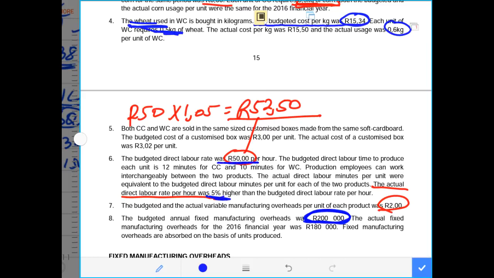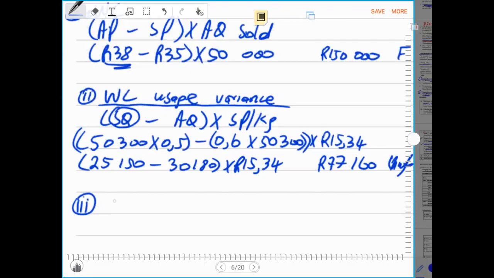Previously the rate was 50 rand, but for the whole wheat they said it will go up by 5%, where they said the actual direct labor rate was higher by 5% than the budgeted direct labor rate per unit. So that was for both of them. But now they say let us do it only for the whole wheat product. So now we all know that standard was 50 rand, actual was 52 rand 50 cents. So that means we have to do labor rate variance.